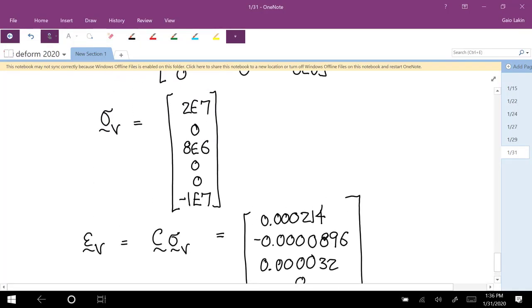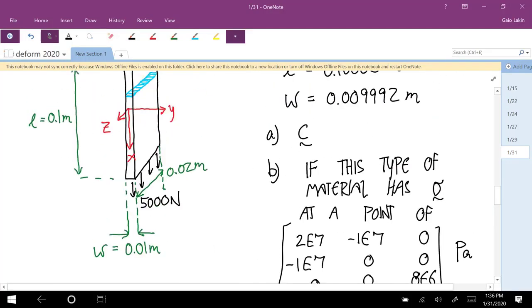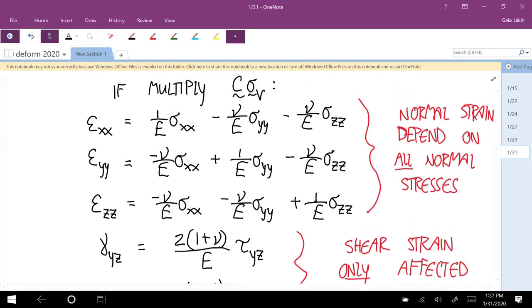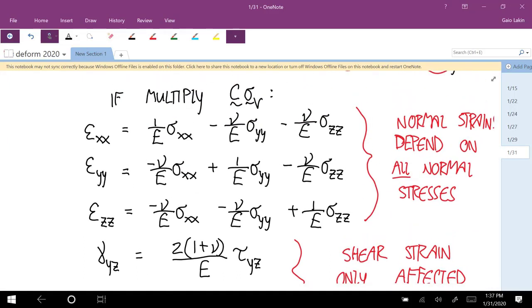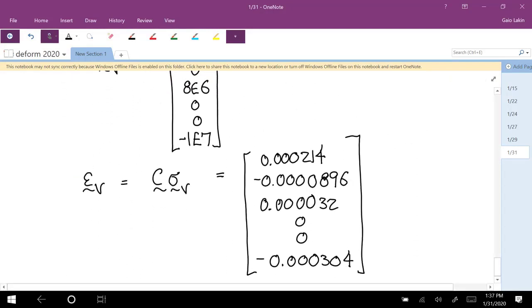Does it make sense that we could have a 0 value for the YY normal stress and a non-zero value for the YY normal strain? Yeah, it's because of that Poisson's effect. These normal strains are dependent on every normal stress, not just the associated one. But that's not true with the shear strains, and so that's why the places where we have 0 shear stress, we also have 0 shear strain.